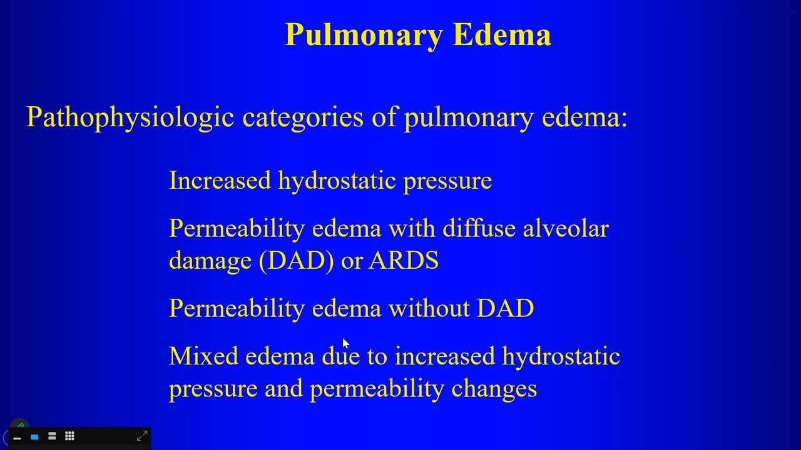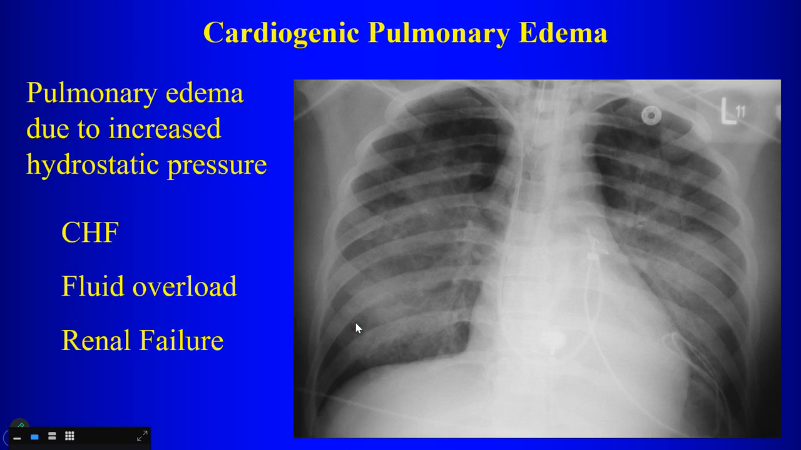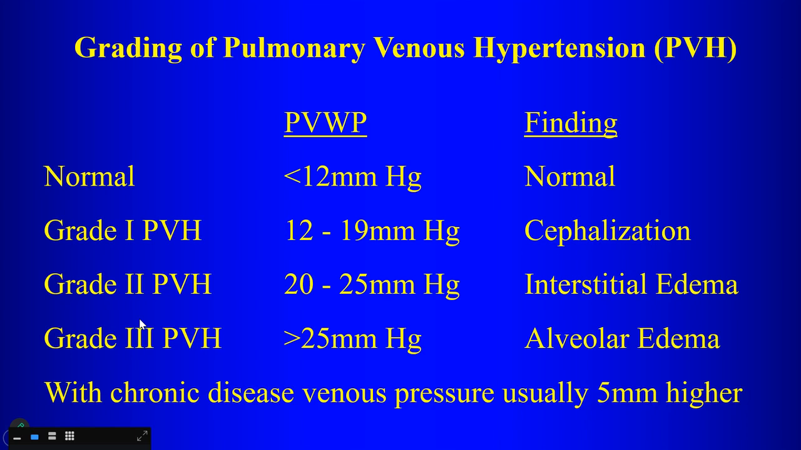In terms of the pathophysiologic categories in medicine, they divide it this way. These are various categories. As far as radiology, I think it's much simpler to approach it this way. Is it cardiogenic pulmonary edema caused by increased hydrostatic pressure versus non-cardiogenic pulmonary edema caused by increased permeability of the alveolar capillary membrane? So for cardiogenic pulmonary edema, increased hydrostatic pressure, thinking about CHF, fluid overload, renal failure, those are things that can result in cardiogenic pulmonary edema.